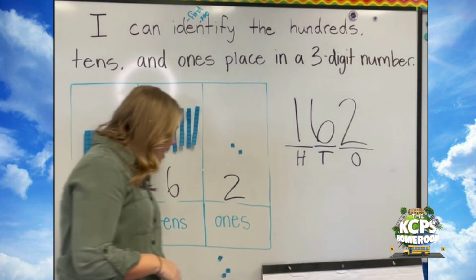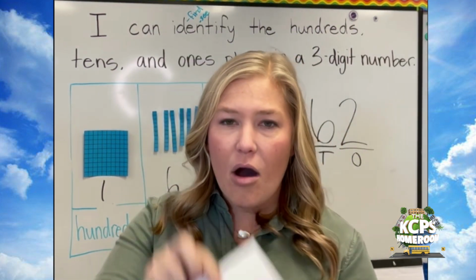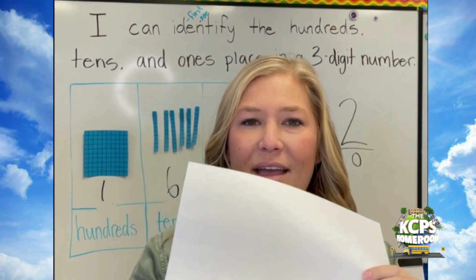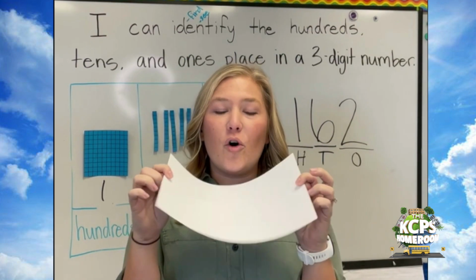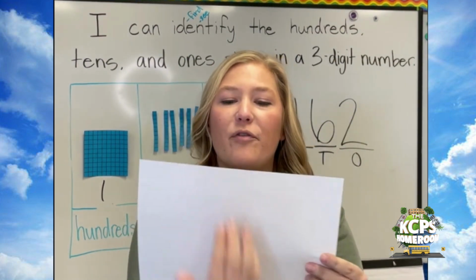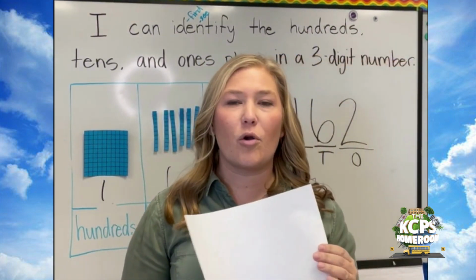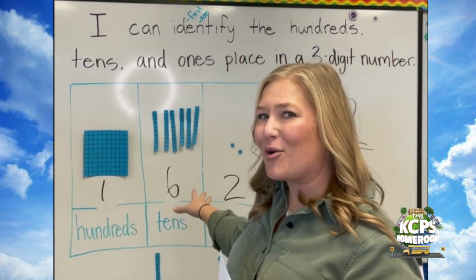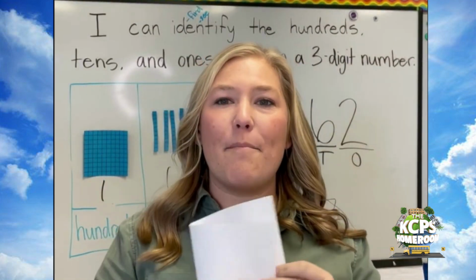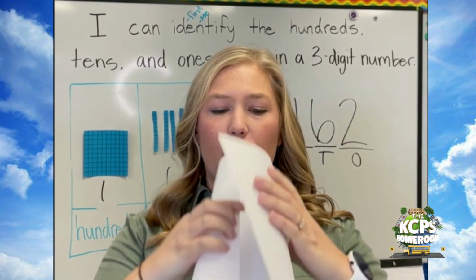Now you guys are going to practice with me. So this is where that piece of paper comes into play. All you need is a plain old piece of paper. And we're going to fold it into thirds. So that means that when we unfold it, we'll have 3 columns, just like the hundreds chart you see on the board, or the place value mat you see on the board. All right, we're going to go ahead and fold her up. The best way to do this is roll her up like she's a burrito.